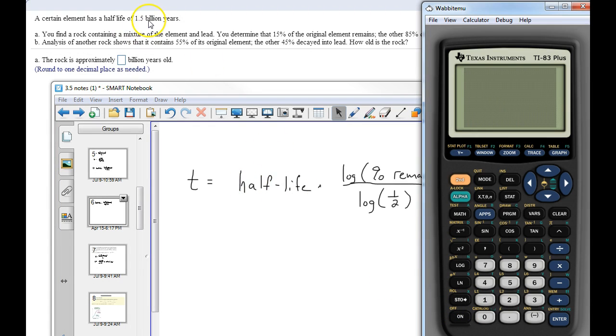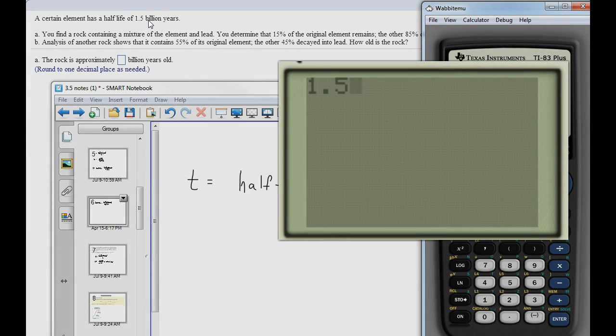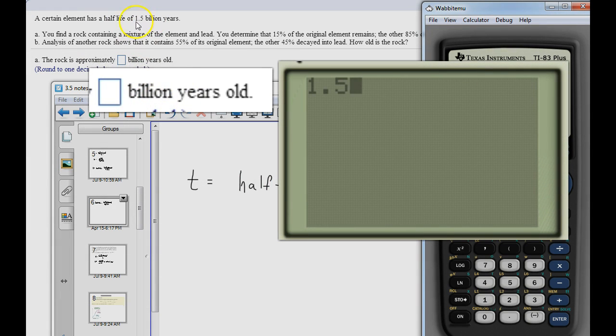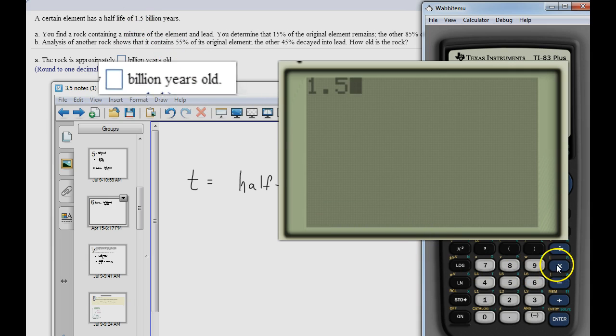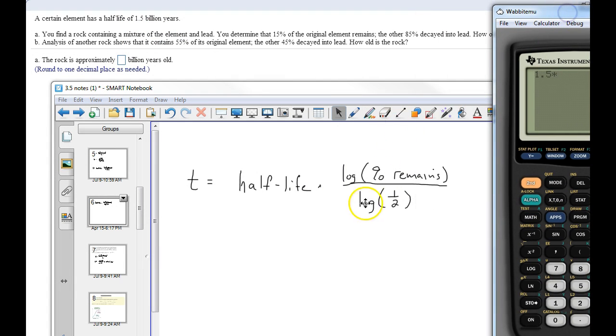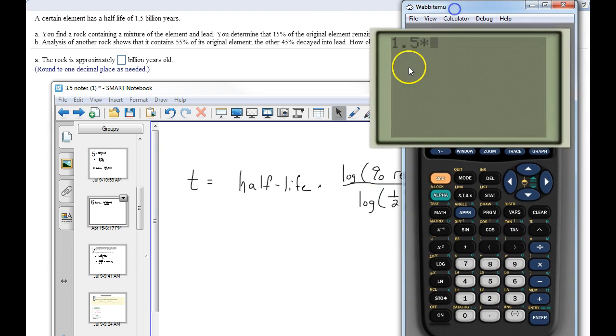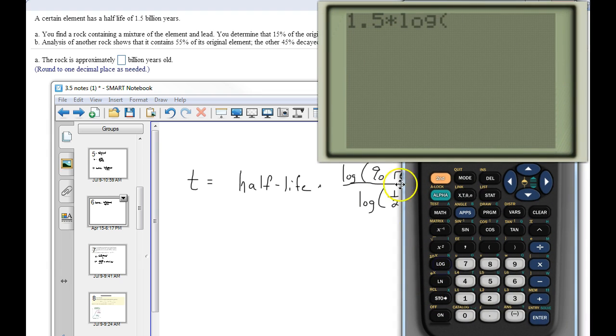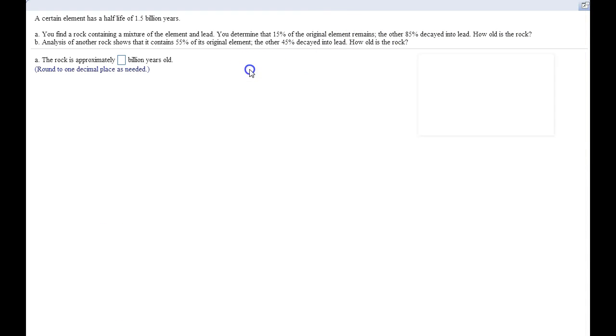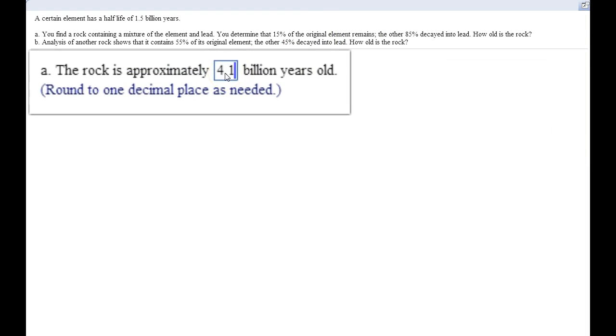So the half-life comes first, so that's 1.5. Notice it says billion right here, so all you have to put in is the 1.5. And then times the log of the percent that remains. So I would just press log. The percent that remains, we write as a decimal, so 15% remains, so that's 0.15. And then we divide that by the log of 1/2, and again, I just write that as 0.5. So there's our answer, 4.1 roughly. So 4.1 billion years to one decimal place.